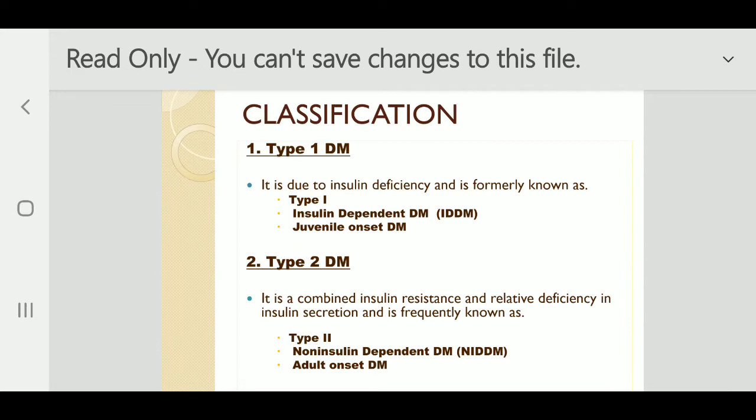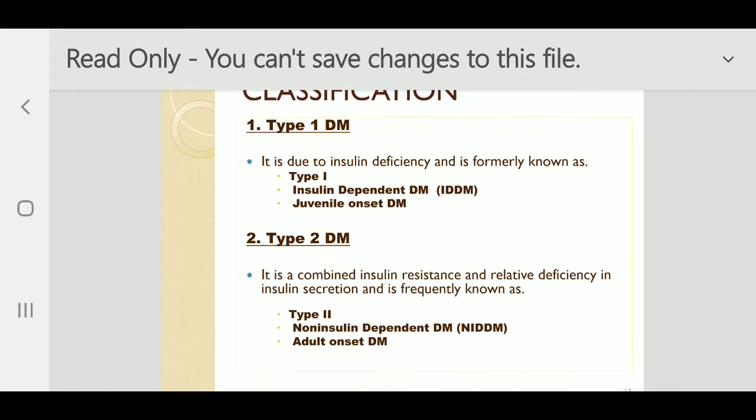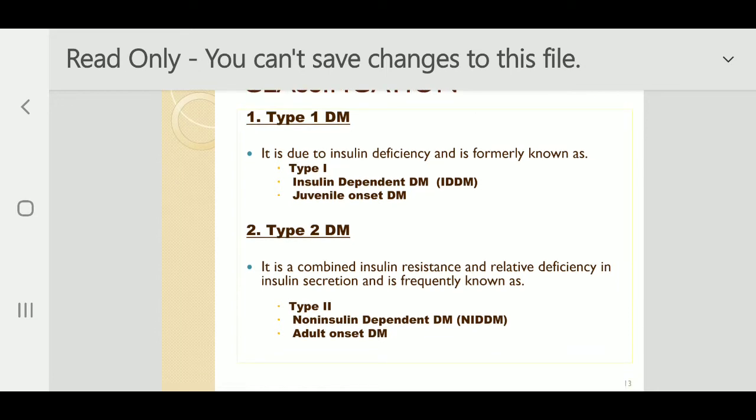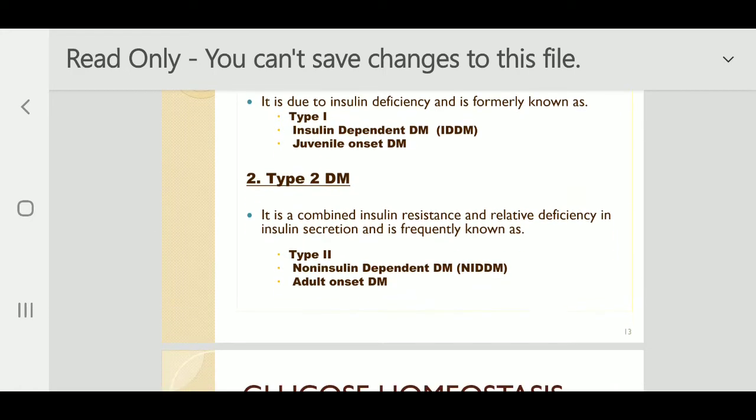Type 1, also known as insulin dependent diabetes mellitus, the predominant factor is an insulin deficiency. So these patients only survive when insulin is given externally. Hence it is insulin dependent diabetes mellitus, also known as autoimmune diabetes mellitus. Why? Because autoimmunity is the key factor in destroying the beta islet cells in type 1. Type 2 has two factors. There is not absolute deficiency, there is relative deficiency of insulin along with a combined insulin resistance.